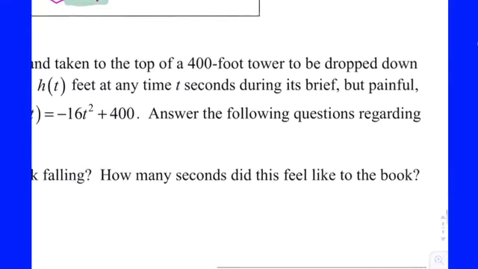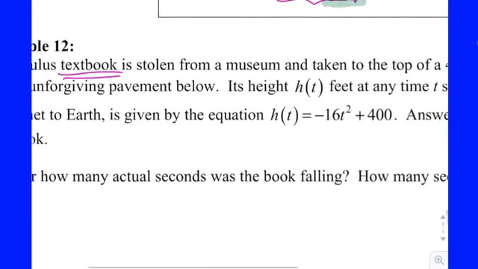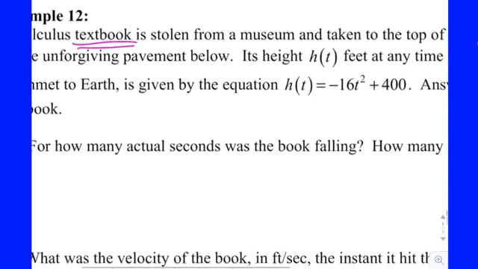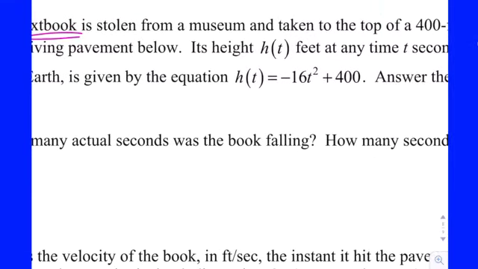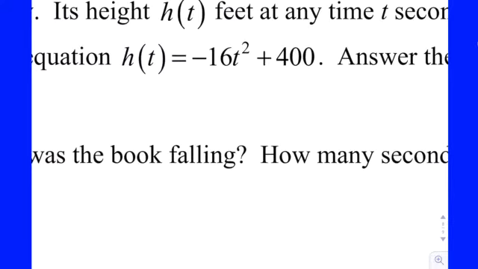If the height h of t at any time t seconds during its brief but painful plummet to Earth, so it's not only painful when it hits, it's painful as it falls, it says. It's sad. It's given by this equation, right? So if you look at what we have there, we're using little g to be 32 feet per second squared. So 32 times a half gives you the negative 16. There is no t term, so that means the initial velocity is missing. It must be what? 0.